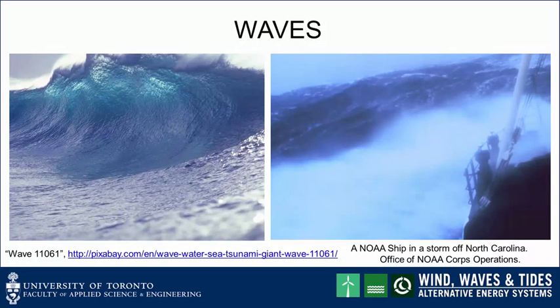The photo on the right shows a ship of the U.S. National Oceanic and Atmospheric Administration in a storm off North Carolina in the Atlantic Ocean. Most of the NOAA research ships are on the order of 67 meters long, to give you an idea of the size of these waves.